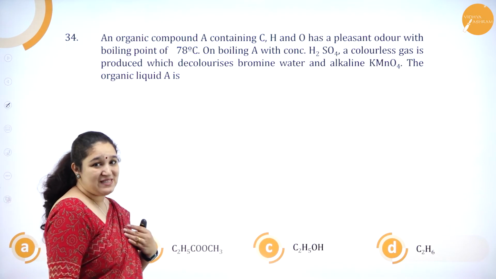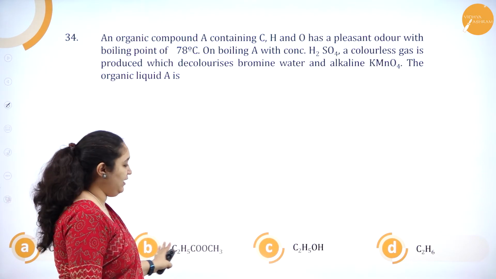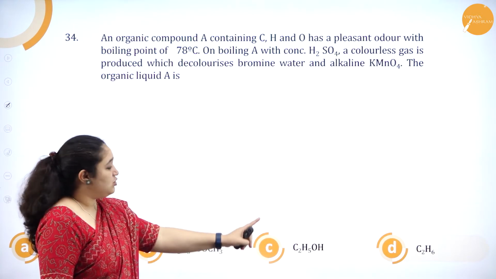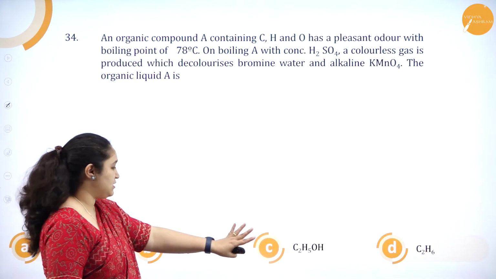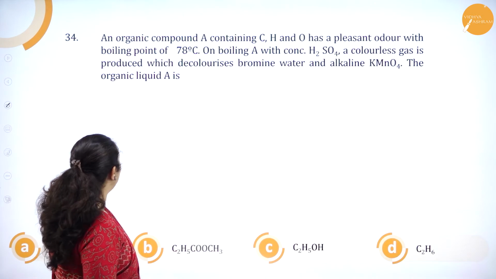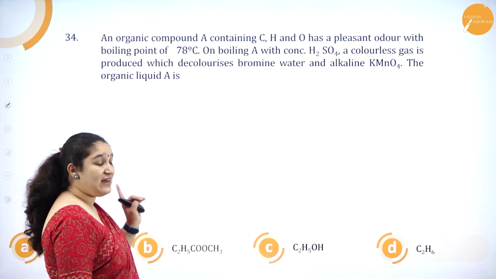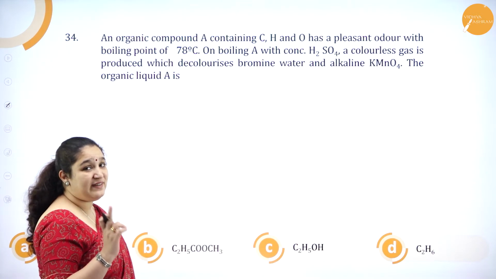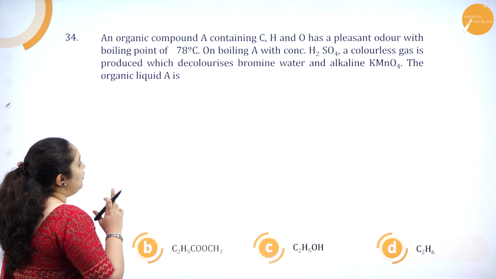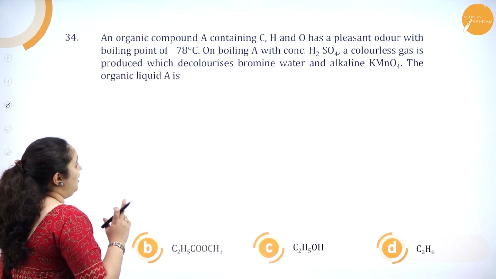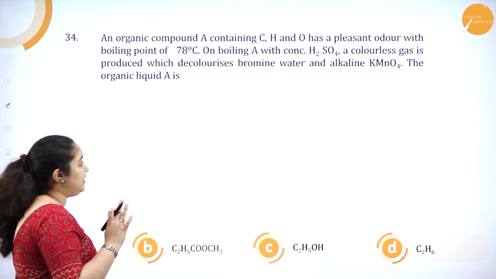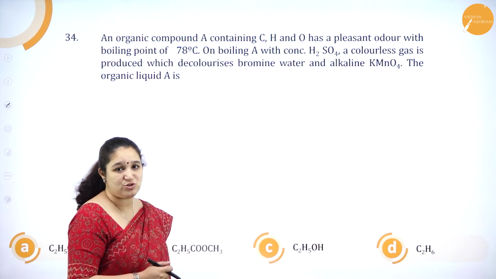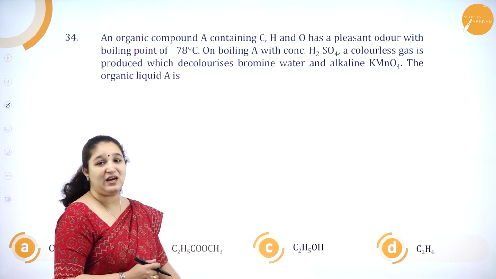And it has got a pleasant odor. Here it is an ester, an alcohol, and C2H6 is a gas, that is ethane. So a pleasant odor for D is not possible. Here, anywhere it can be okay. But the boiling point of that compound is 78 degrees Celsius, and we know that for ethyl alcohol the boiling point is 78.1 degrees Celsius. Now with concentrated H2SO4, a colorless gas is produced which decolorizes bromine water and alkaline KMnO4. These tests are particularly for unsaturation. So that is possible with ethyl alcohol only.